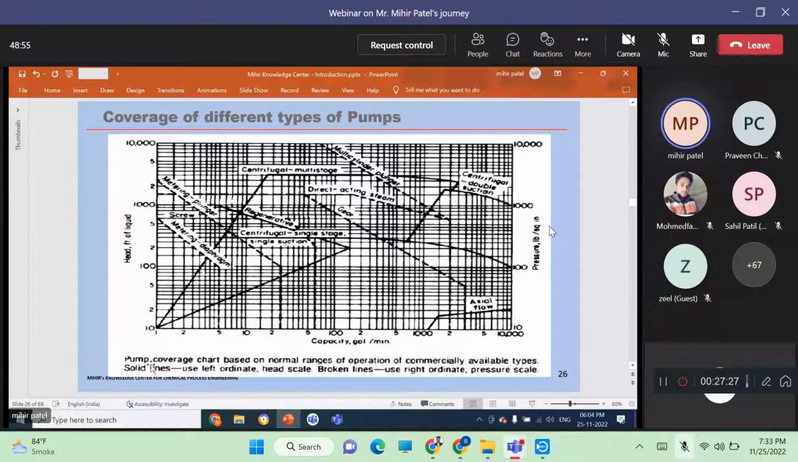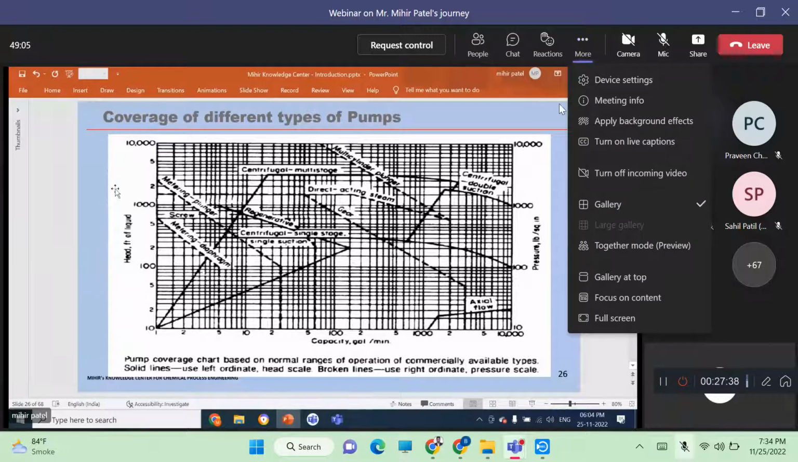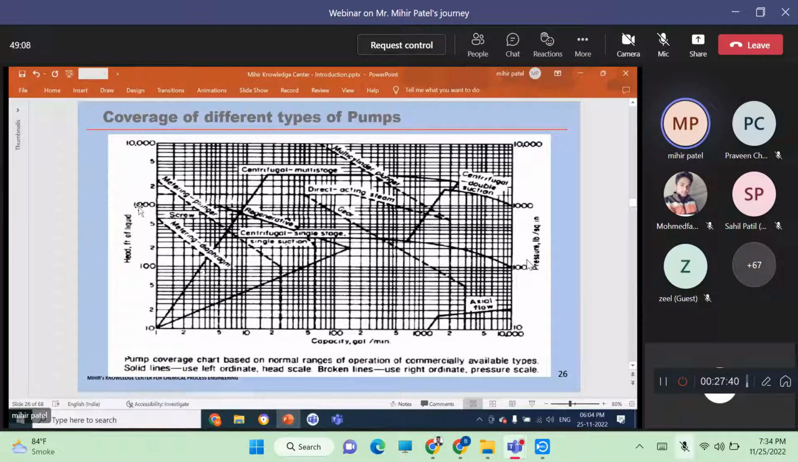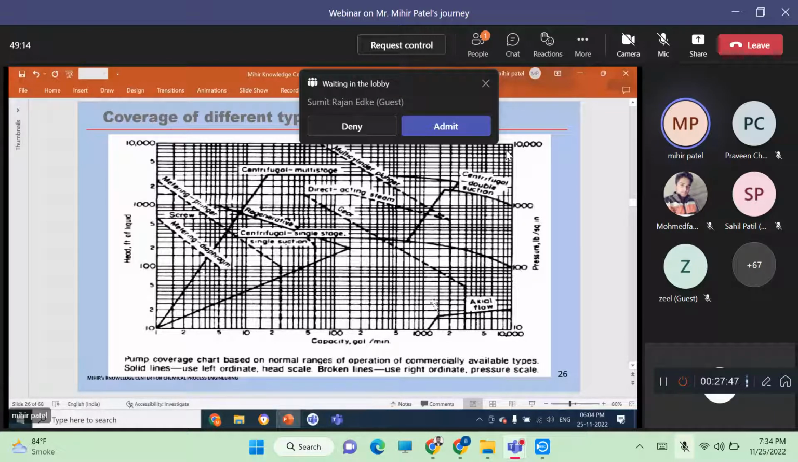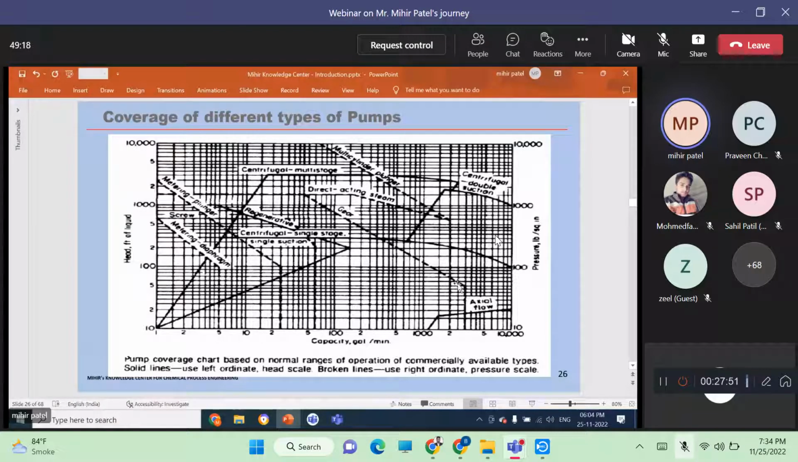Then coverage, as I mentioned, these are the coverage areas of the different types of pumps. So for example, here you see solid lines use the left coordinate. Centrifugal pumps are always measured in head, MLC, meters of liquid column, and the capacity is there. And the broken lines use the right coordinate, the pressure scale. The broken lines are gear pumps, these are PD pumps basically, positive displacement pumps.